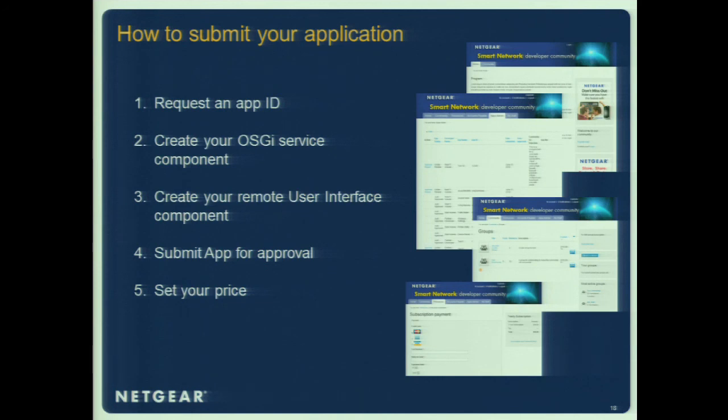So once you have that application ID, you can actually go ahead and create your OSGI service component and your user interface and so on. And like I said earlier, submit the app into our developer website. Once it's approved, you set your price. You decide where you want to sell it. If you want to sell it worldwide, that's simple, easy to do. If you want to sell it in select countries, that's also easy to do. Right now, at the moment, we are selling strictly in the U.S. only. We have plans to launch in Europe and Asia by the end of this year as well.